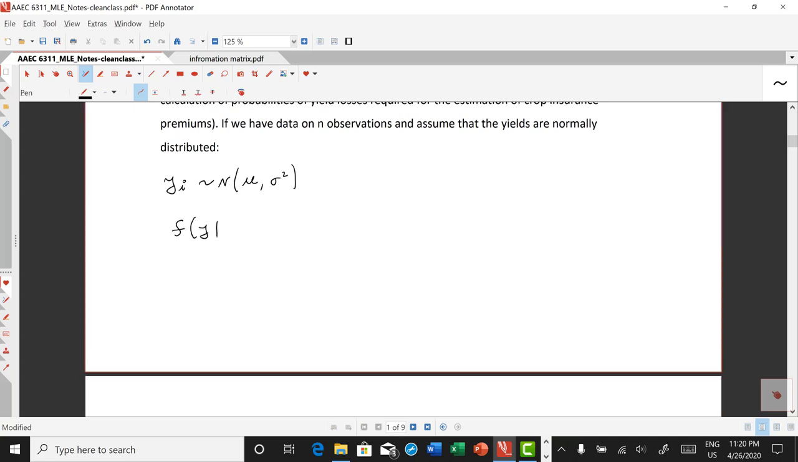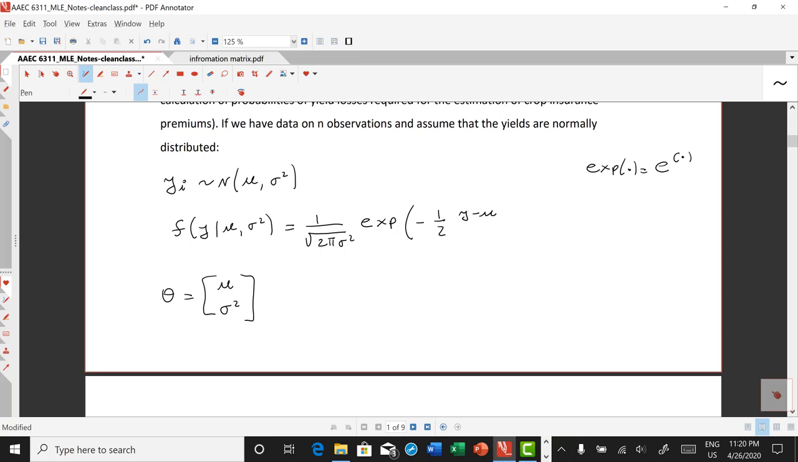So notice here that before, what we called theta is now a vector of parameters. We have the mean and the variance for that distribution. And remember the normal probability density function is given by this function: 1 divided by the square root of 2 pi sigma squared times exp. So remember exp is the constant e to whatever value we have there. That's what we call exp, of minus 1/2 times (y minus mu) squared divided by sigma squared.